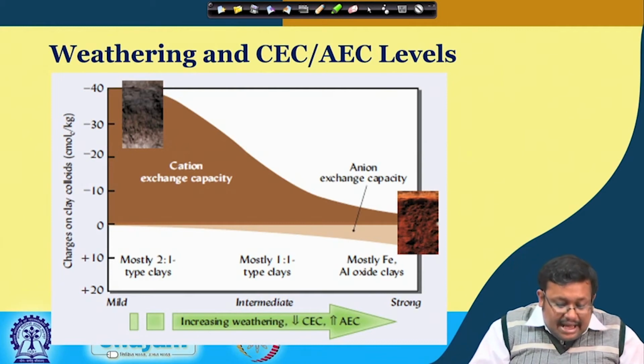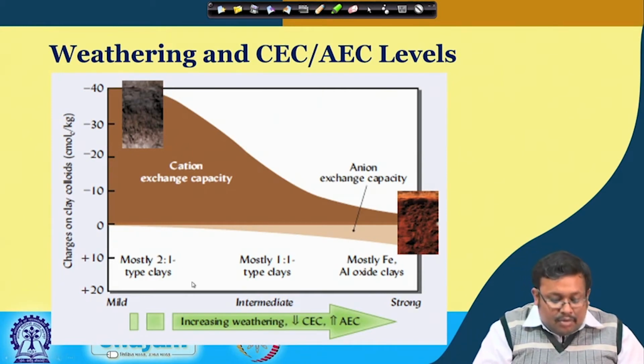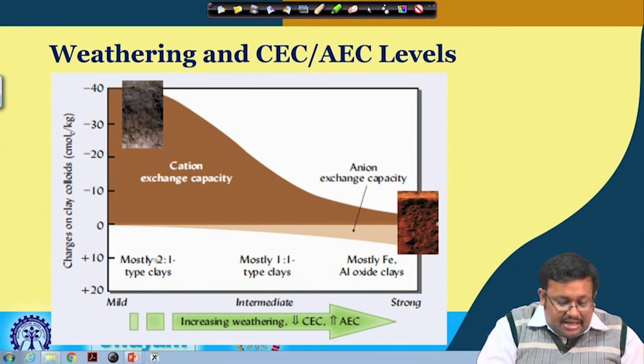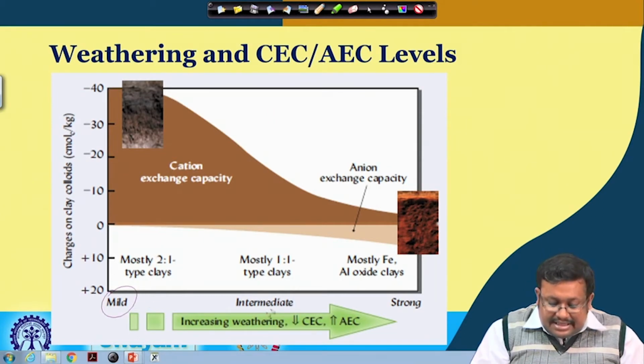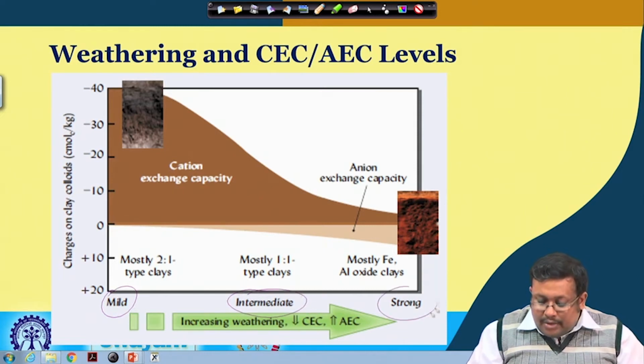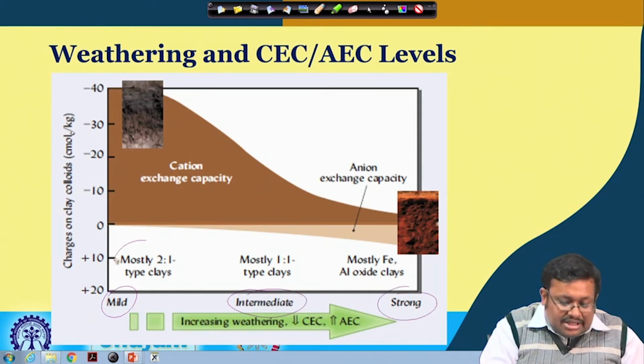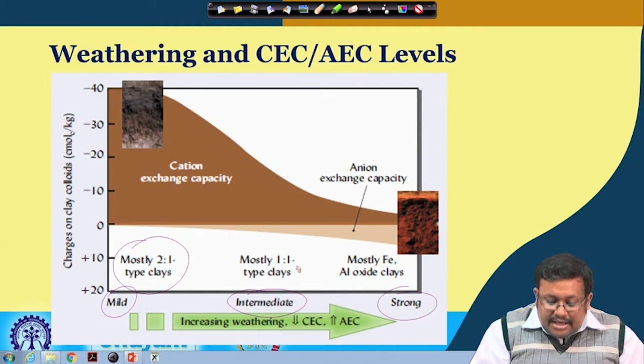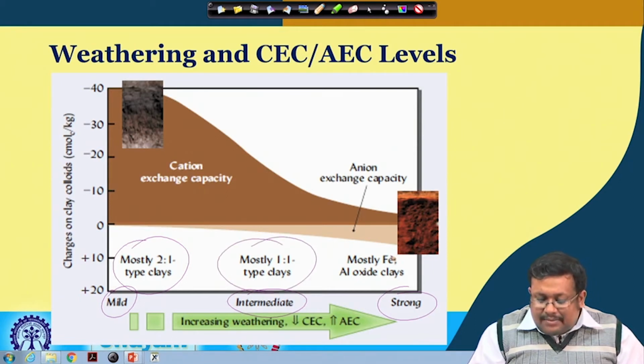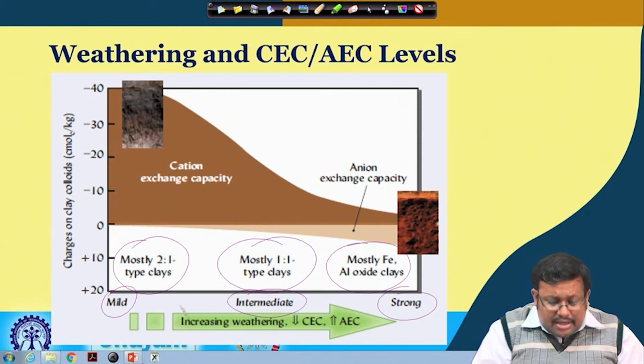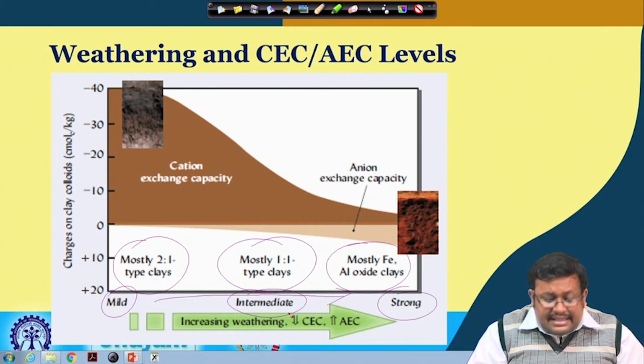Obviously, you can see there are three different conditions, mostly 2:1 type of clays. The first is a mild weathering condition, then an intermediate weathering condition, and a strong weathering condition. Mild weathering has 2:1 type of clays, intermediate weathering has 1:1 type of clays, and strong weathering has mostly iron aluminum oxide clays. We have already discussed that. So, increasing weathering is basically in this direction.